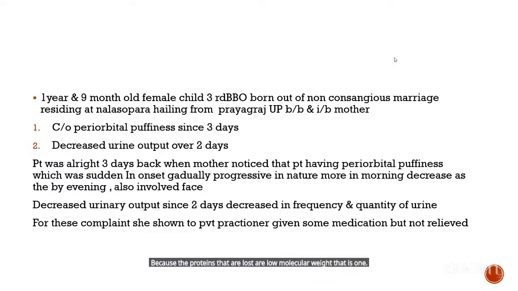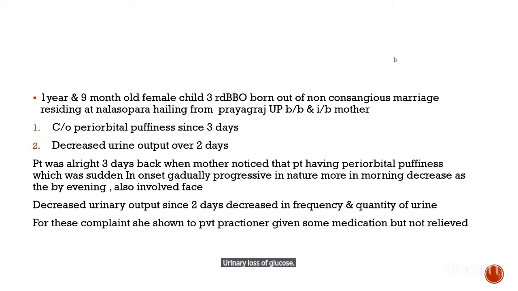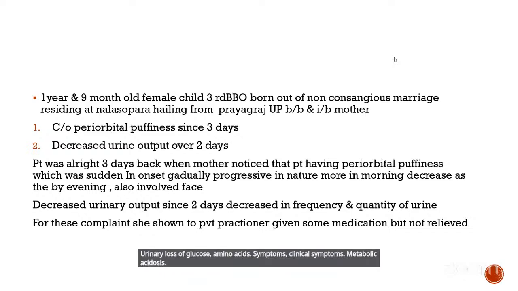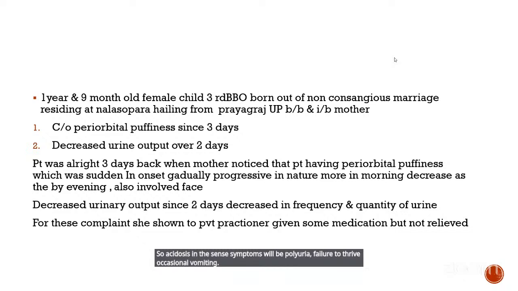That is one. How does tubular disease present clinically? Give an example of tubular disease. RTA. So how does RTA present clinically? Metabolic acidosis, urinary loss of glucose and amino acids. So the clinical symptoms will be polyuria, failure to thrive, occasional vomiting, growth stunting, all these things, right? Those will be your symptoms of tubular diseases.